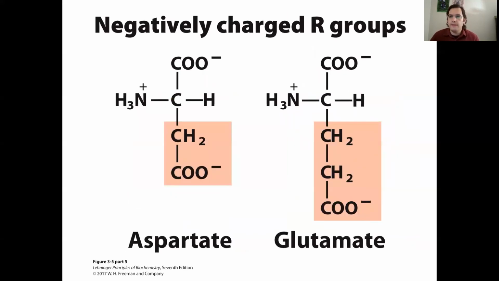And finally, our last two common amino acids are negatively charged. So these are aspartate and glutamate, and here we're using our carboxylic acid to provide that negative charge.